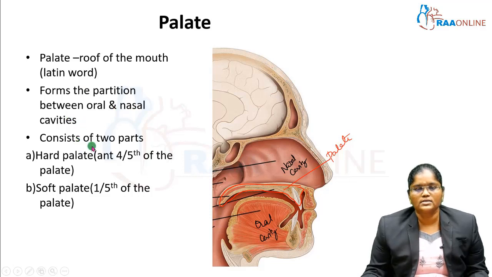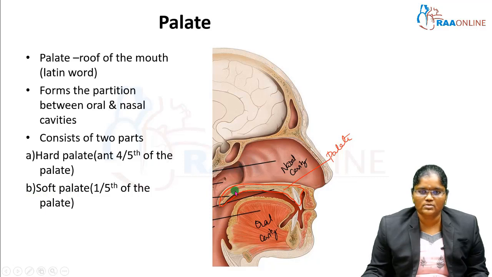This palate is made up of two parts. One is the hard palate. You can see a bony structure which forms the anterior 4/5 of the palate, and the posterior 1/5 of the palate is made up of muscle and is soft. It is not hard like the hard palate, so it is named the soft palate, and the soft palate forms the posterior 1/5 of the palate.